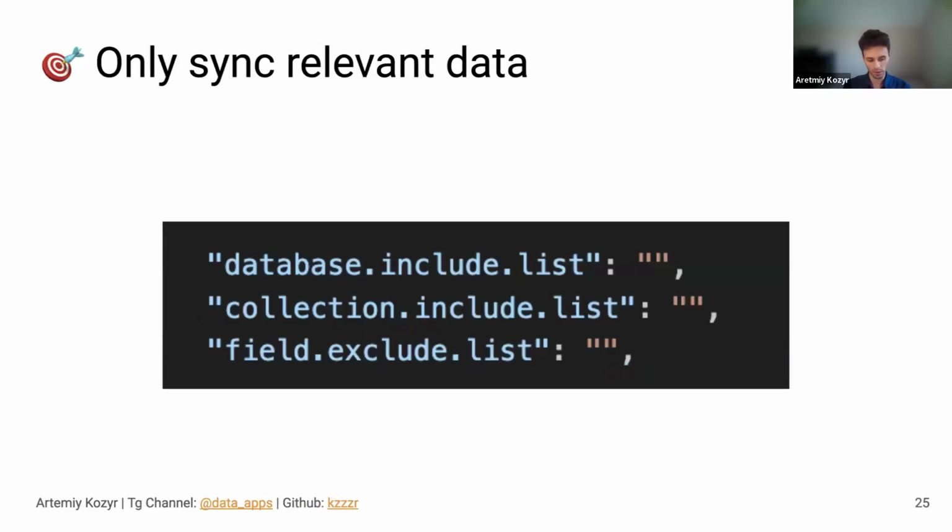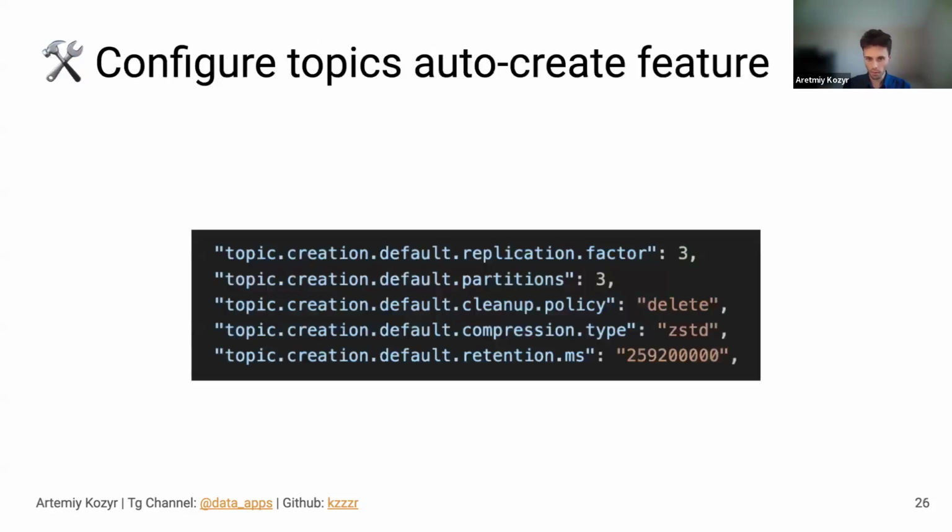Every kind of Debezium connector is configured with its own properties file, and you can include additional properties. There are mandatory and there are optional properties. So to limit the amount of data to only relevant data, you would provide a database, a collection list, and a field list. So you can either exclude or include. That's it. Number 3 is the topics auto-create feature.